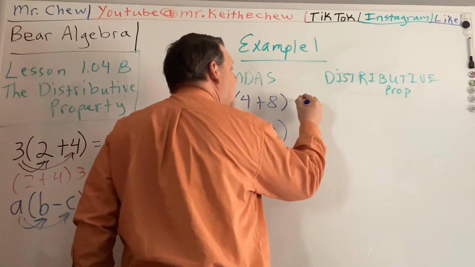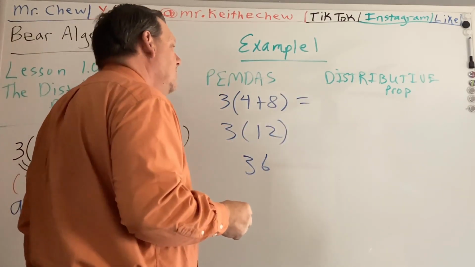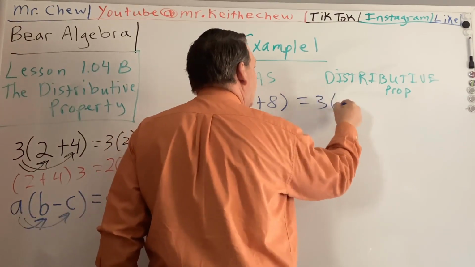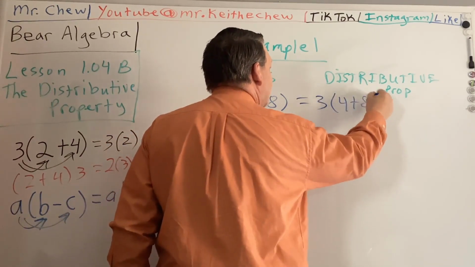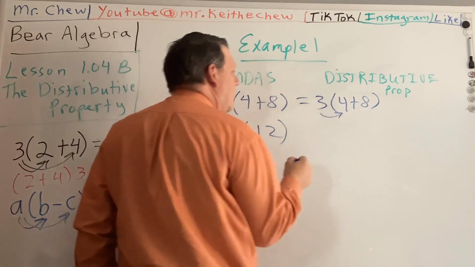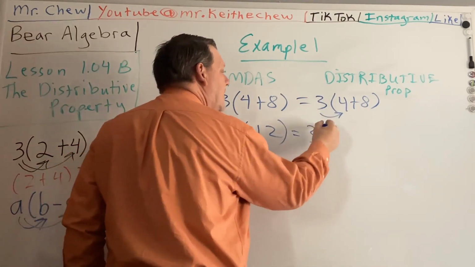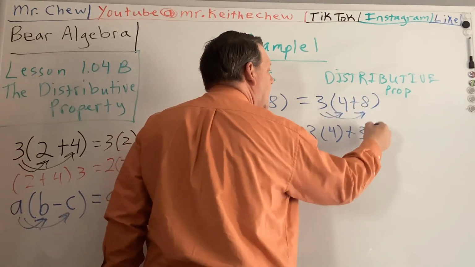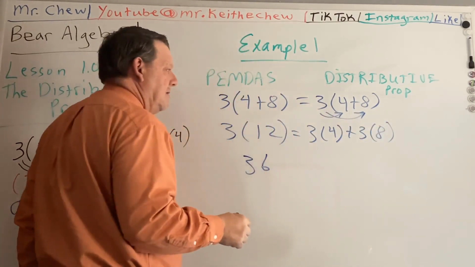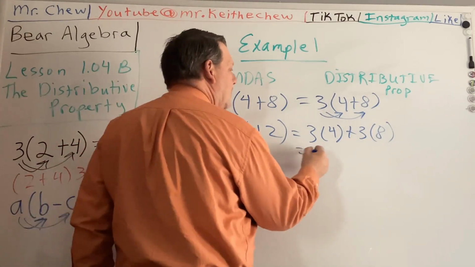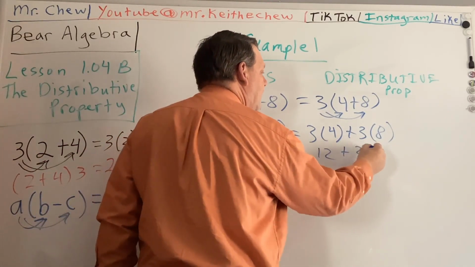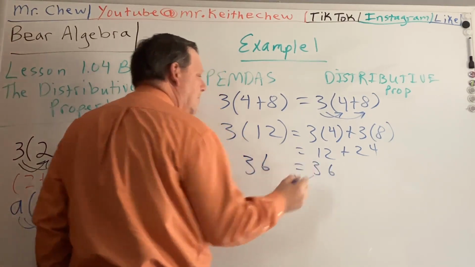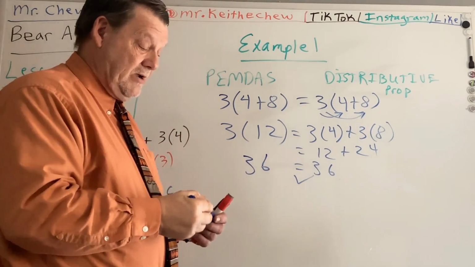Now what happens with the distributive property? Do you remember what happens here? Well, let's go ahead and rewrite it here. It should equal itself, right? So we do the distributive property. 3 times 4 plus 3 times 8. So that equals 12 plus 24, which equals 36. So they do equal, it does verify.